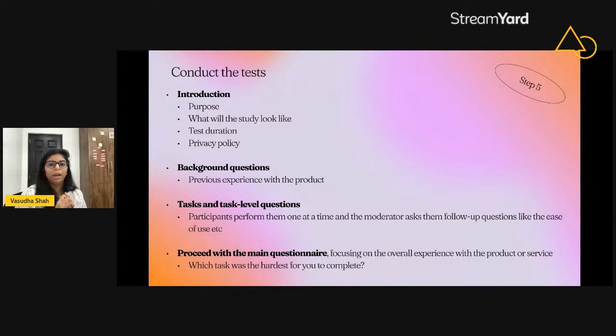Maybe they're trying to help the moderator, or maybe trying to end the study, thinking, oh god, I have been here for too long, I don't want to talk more, I'll just give it a high rating. Or maybe they're trying to impress the moderator. So these are some of the biases that you need to keep in mind while you're conducting the study, and also maybe take some measures to avoid them.